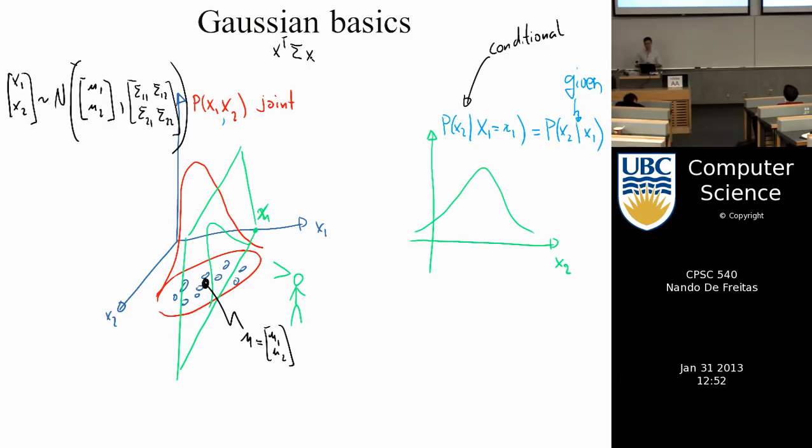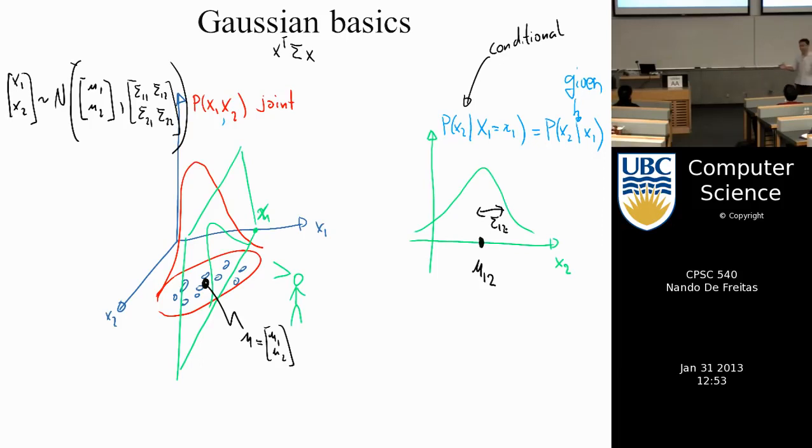More important to our argument is the following thing. I might want to know what is the mean of this Gaussian, which I'm going to call mu1|2. I also might want to know what is the width of this Gaussian, which I will call sigma1|2. Wouldn't it be great if there was a formula that we could just read from the original model? Given the original model, we could just figure out mu1|2 and sigma1|2.